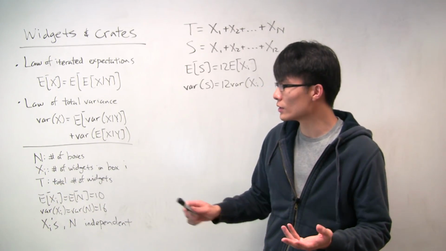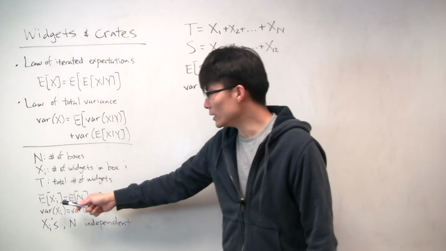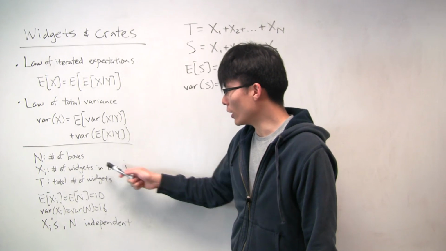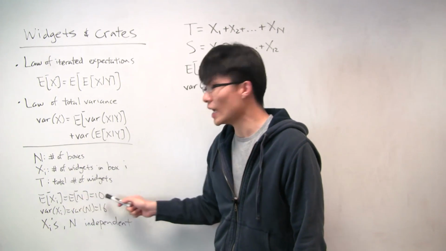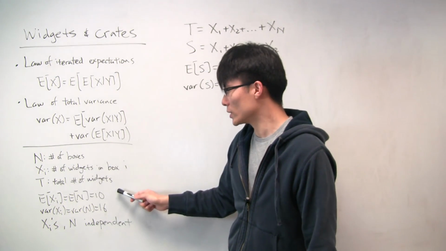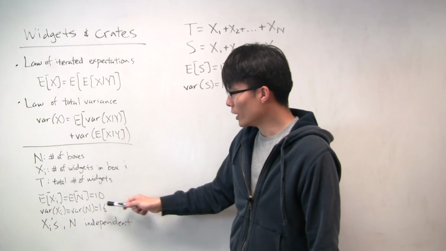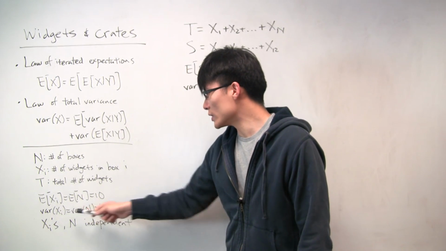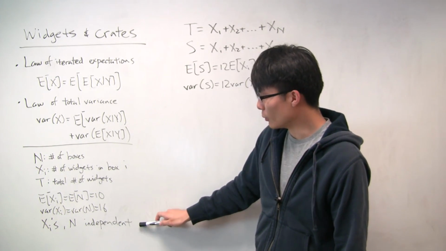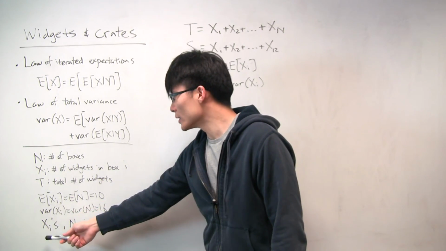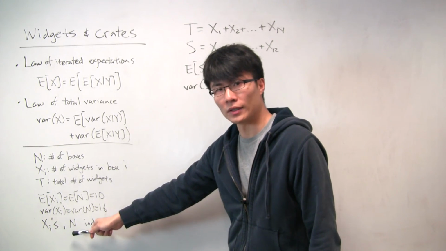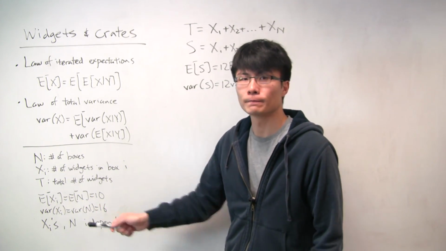And the problem gives us some information. It tells us that the expectation of the number of widgets in each box, for all the boxes, is the same. It's 10. And also, the expectation of the number of boxes is 10. Furthermore, the variance of the number of widgets and the number of boxes is 16 for all of them. And lastly, an important fact is that all the Xi's, the widgets in each box, and the total number of boxes N, these random variables are all independent.